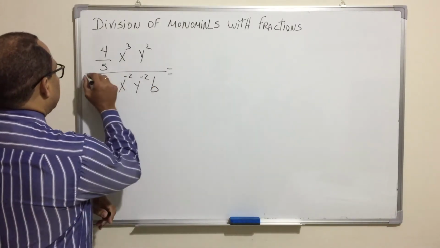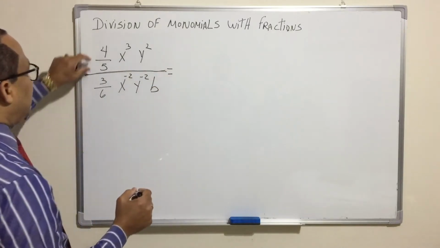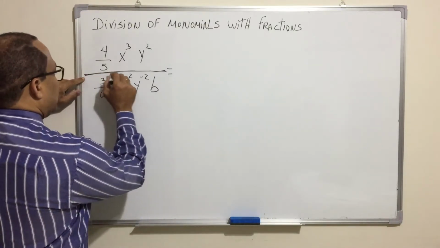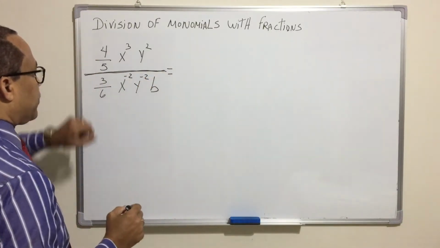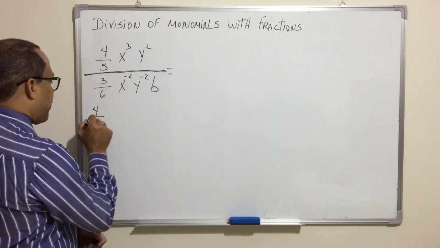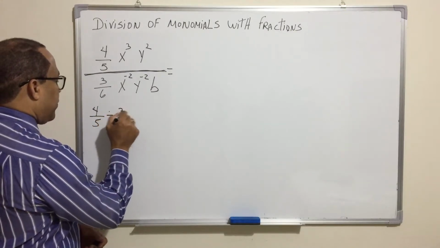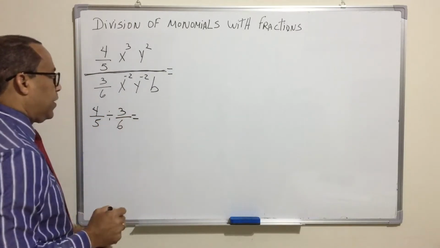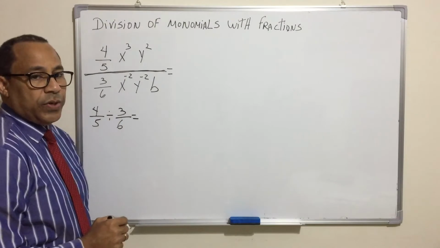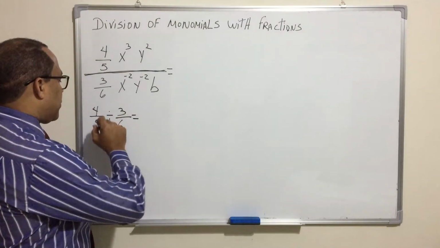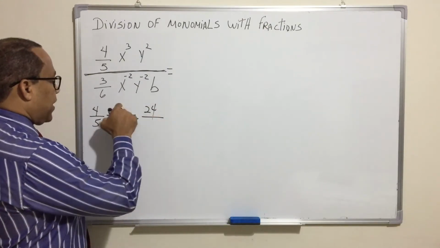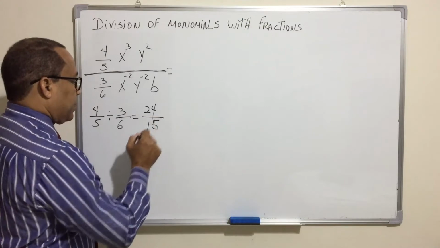Our first step will be dividing the fractions. Because we are dividing fractions, the division is represented by this line. So we are dividing these two fractions. Let's divide the fractions. It says 4/5 divided by 3/6 equals. Let's get the result for the fractions first. When dividing fractions, we can cross multiply. So we are multiplying 4 times 6, which is 24, and 5 times 3, which is 15.